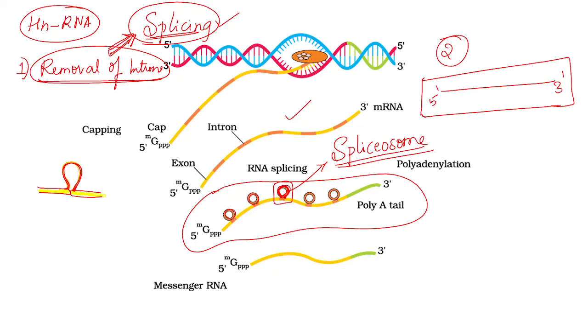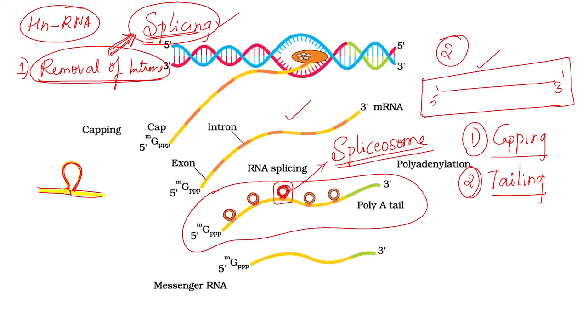To give more stability to this mRNA, what do we have to do? We have to carry out two processes, or else in the cell itself it will be undergoing two processes. The first one is called capping, and the second one is called tailing. Tailing and capping will be done.